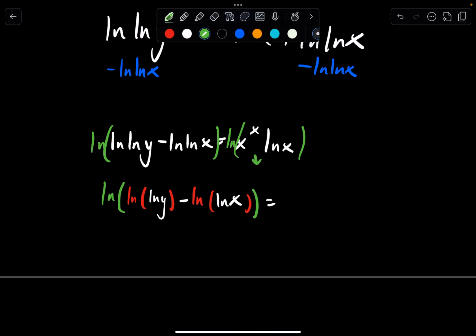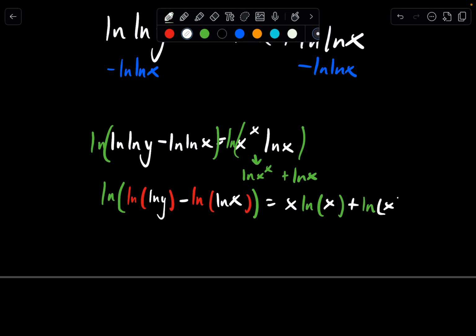So this is going to be equal to the natural log of x to the x plus natural log of x, and then we bring this exponent down as a coefficient. So then on the right-hand side, we get x natural log of x plus natural log of x. Just like that. Absolutely beautiful.